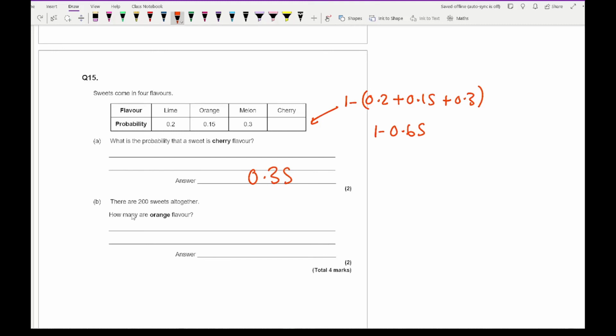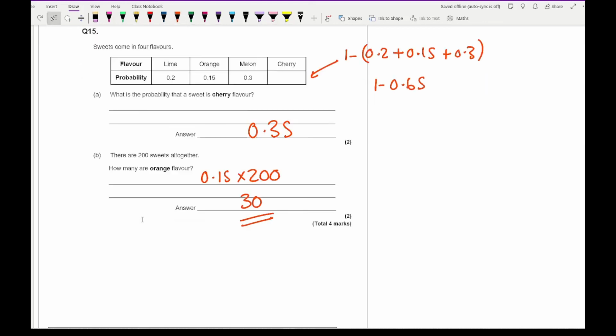And then finally, for B, it says 200 sweets are there altogether. What's the probability of selecting orange? How many orange flavour are there? Well, it's going to be 0.15 times 200, which is the same as 15% of 200. And that gives me a total of 30.